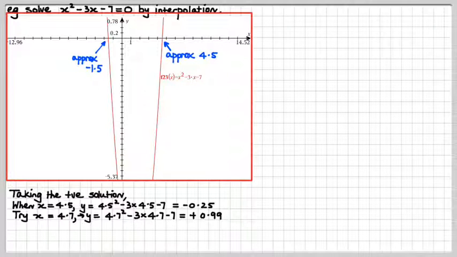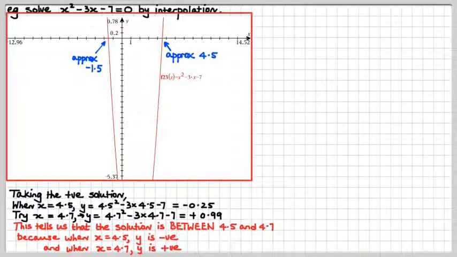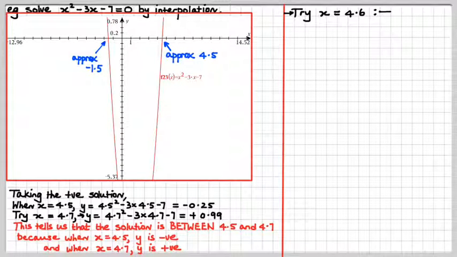So that means we've overshot. We've overshot the root, okay, and we've gone too far to the right. So what we might as well do now is split the difference between 4.5 and 4.7. You see, we've got negative values of y for x is 4.5, and we've got positive values of y for x is 4.7. So let's split the difference, and we can say let's try x is 4.6.